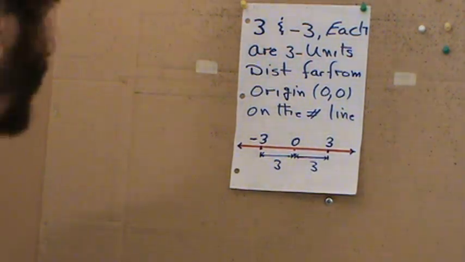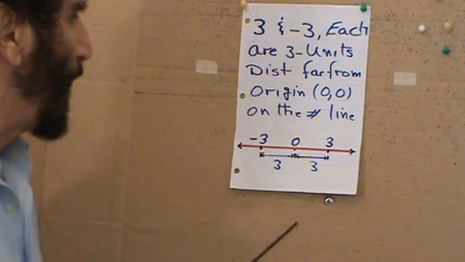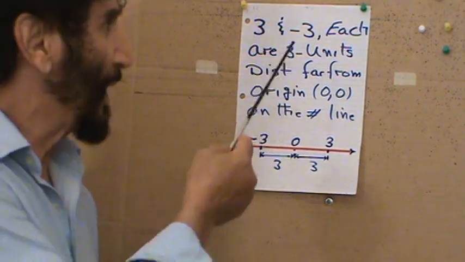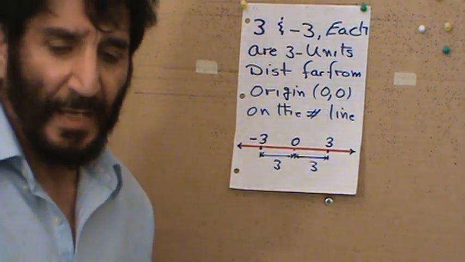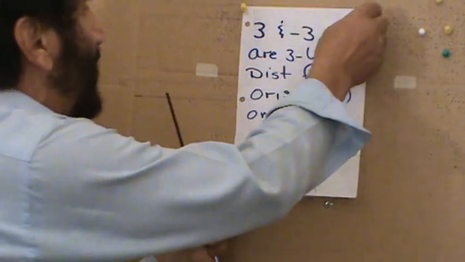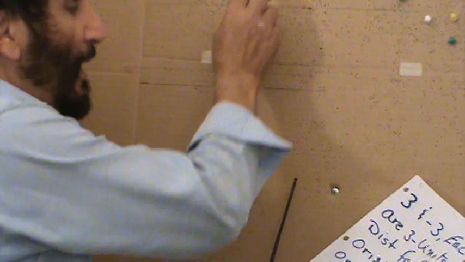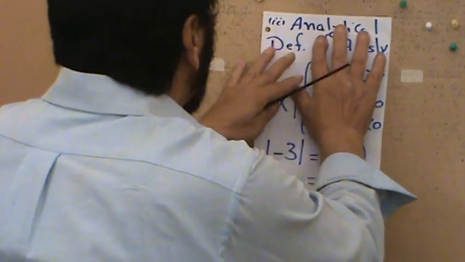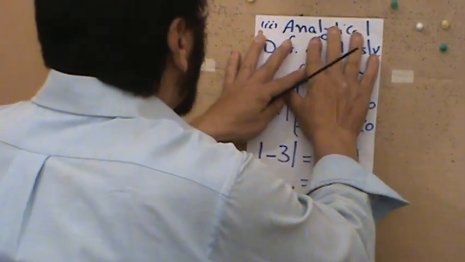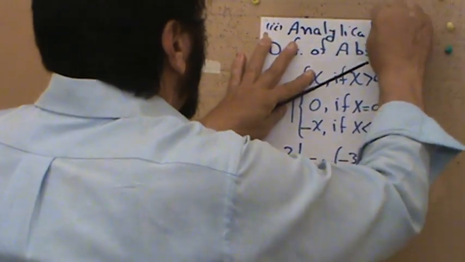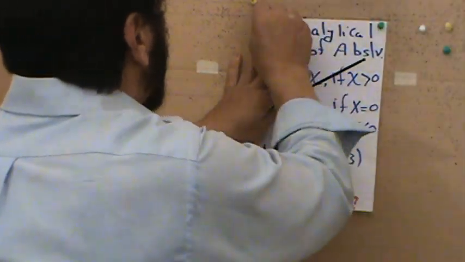I believe that is more visible to you. Now you can write the notes if you want, that geometrical representation that I just mentioned a few minutes ago. Okay. Now let's go to the analytical definition of absolute value.